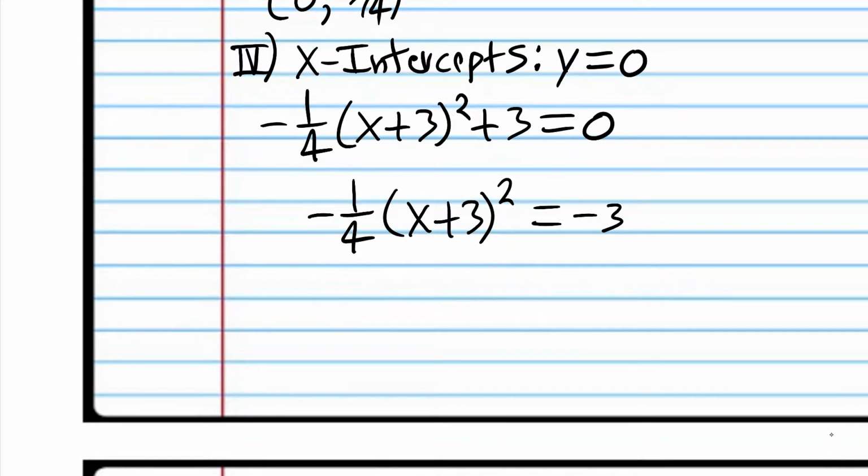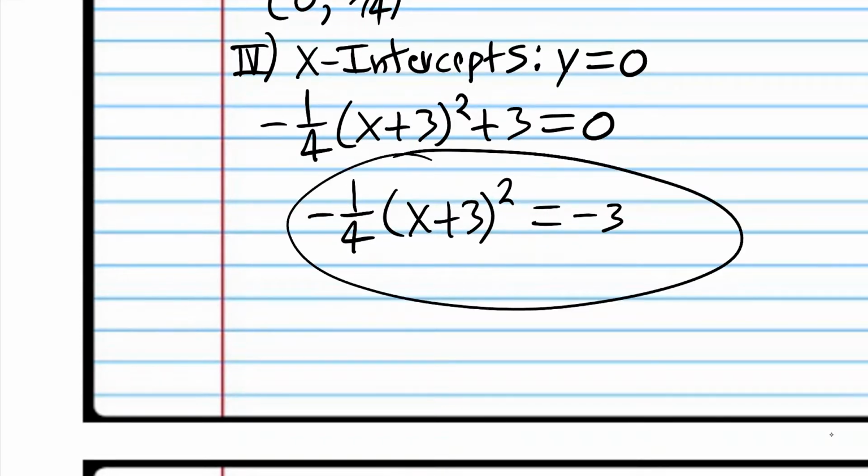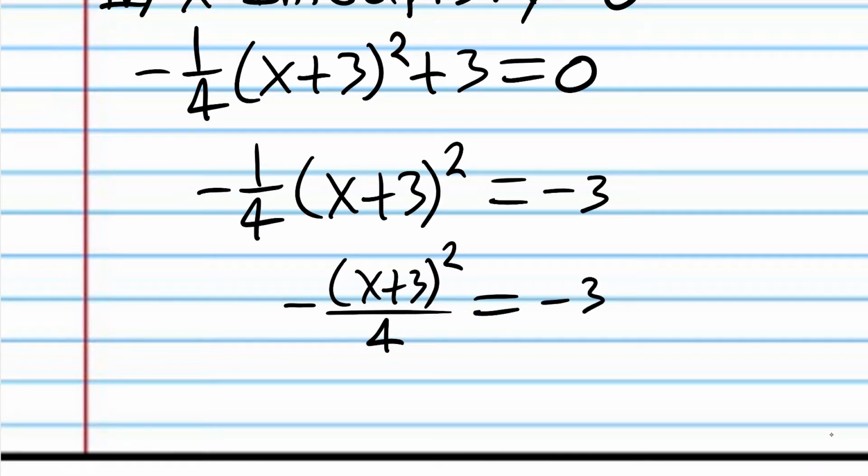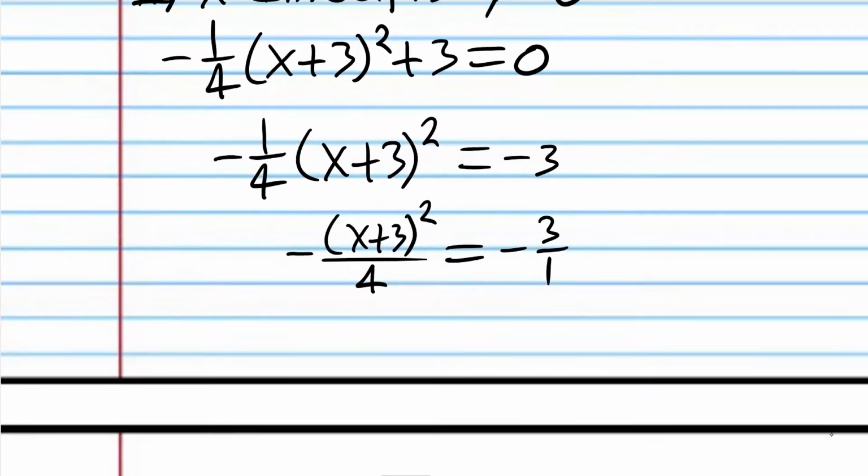And, you know, there's a lot of ways to do this. What I did in my beginning algebra course is I just changed this to negative x plus 3 squared over 4 equals negative 3. And then the 3 you can change to 3 over 1. And then you can multiply both sides of this fraction here by 4. And then you get negative 12 over 4 is equal to all that stuff.